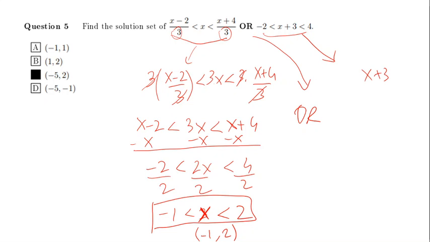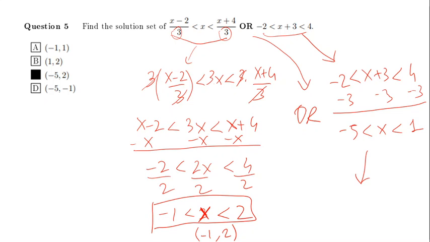The solution of this one is easy. We want x to be isolated, so we subtract negative 3 from each side. It will give you negative 5 < x < 1. So this will give you negative 5 to 1. Since it is "or", we will take the union. So the set we are looking for is minus 1 to 2 and minus 5 to 1.